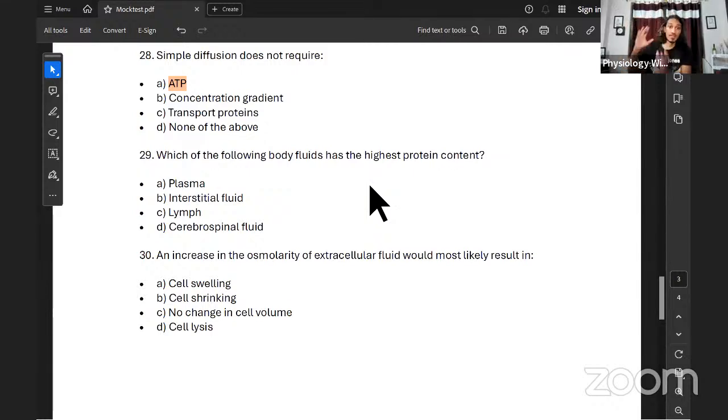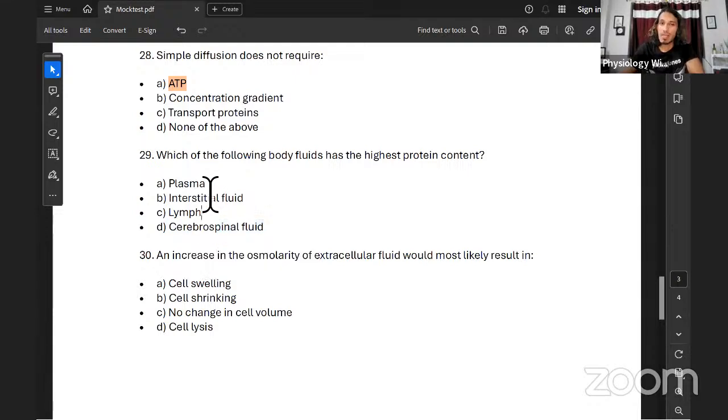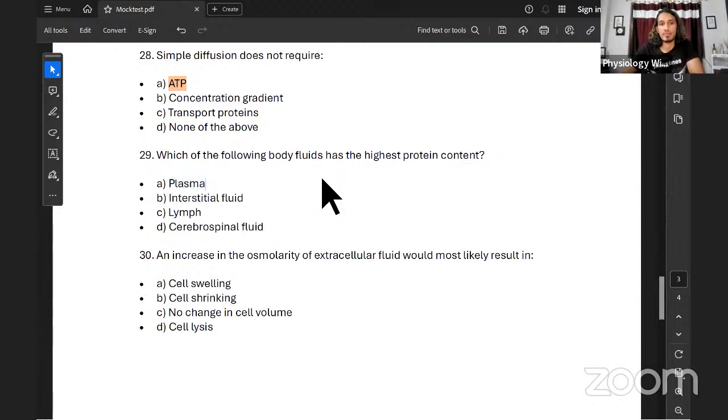Okay, so whatever is there in the plasma in various forms gets filtered and taken to these. So in no way, under normal circumstances, can protein content be higher in lymph or your cerebrospinal fluid than plasma, usually. Unless certain infections happen, but that is a completely different picture. Otherwise, in the normal scenario, plasma tends to have higher protein content.